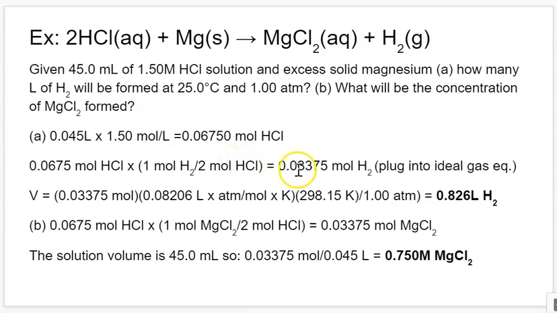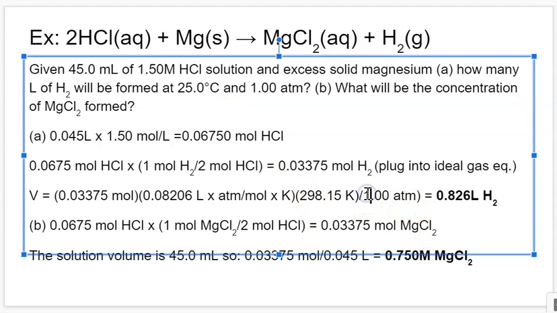That gets us to 0.03375 moles of H2. And now we can plug this into the ideal gas equation to turn it into volume. Much like the example before, we saw for volume, moles times the gas constant times the temperature, which I converted into Kelvin from Celsius, divided by the pressure. And we end up here with 0.826 liters of hydrogen gas.